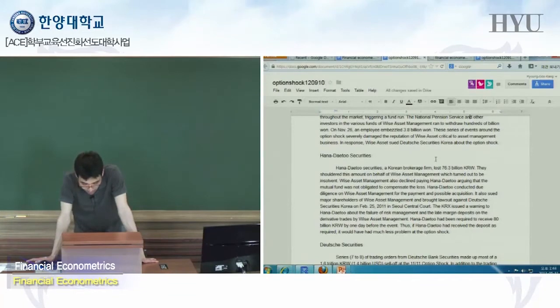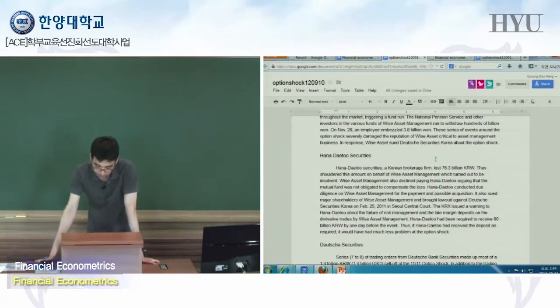Hana Daetu conducted a due diligence. They inspected the YGS Management for the payment and the possible acquisition, and it also sued major shareholders of YGS Management and brought a lawsuit against the securities firm in Korea on February 26, 2011, at 서울지방법원, the Seoul Central Court.